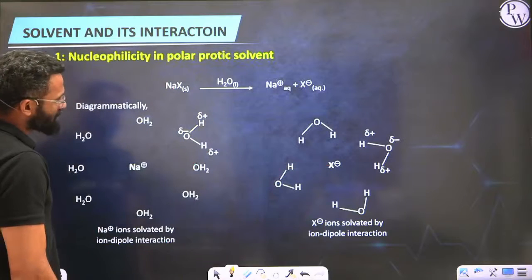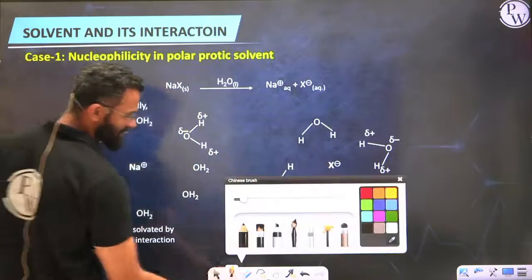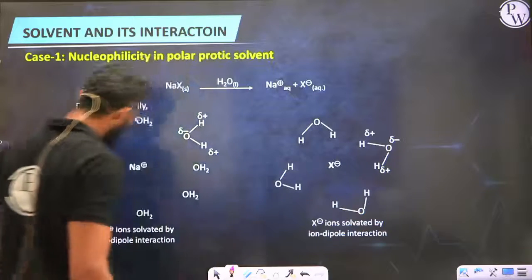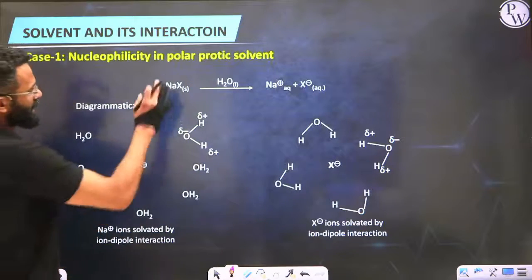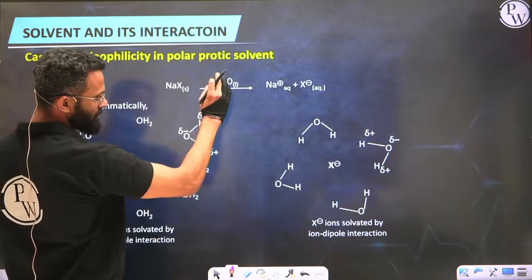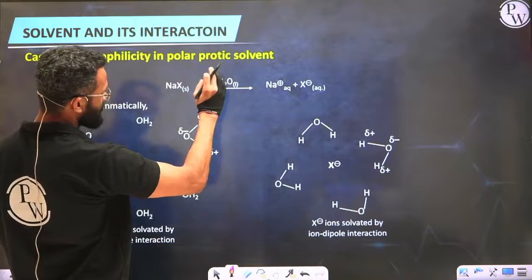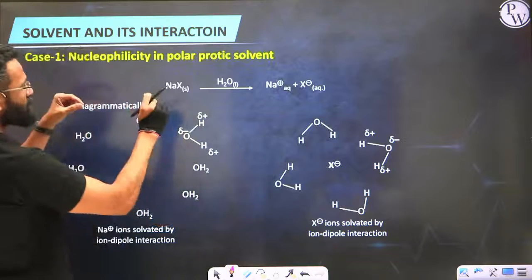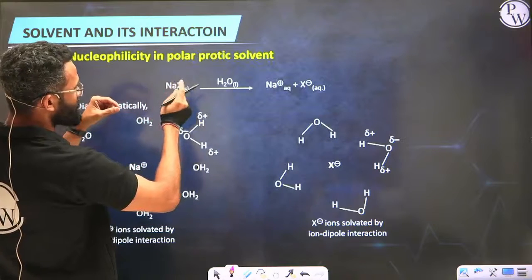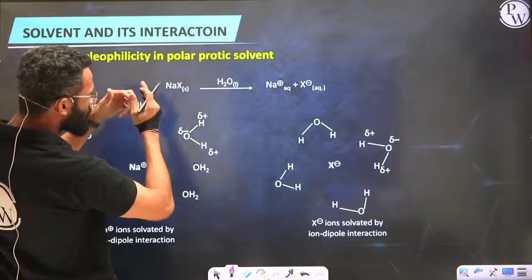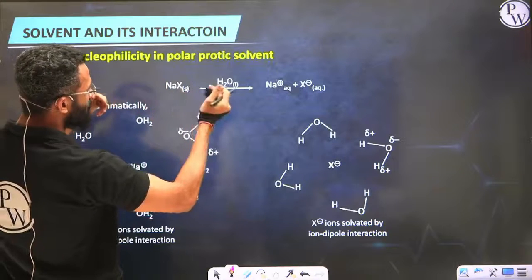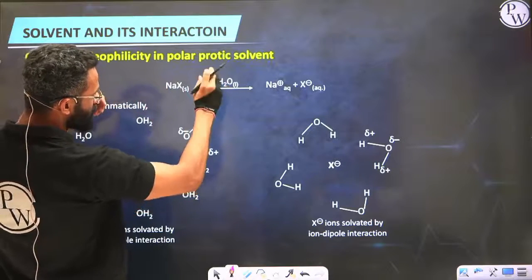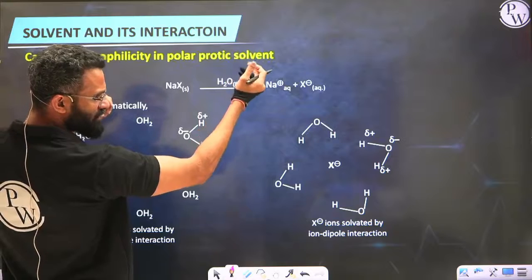Well guys, what does this Na plus aqueous mean? When you take NaCl solid in water, the water separates this Na plus and X minus, meaning the ionic bond which is present between Na plus and X minus has been broken with the help of a new type of bond formed using water, that is, using hydration energy.